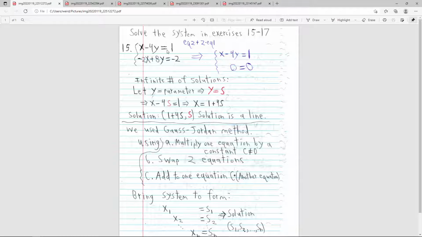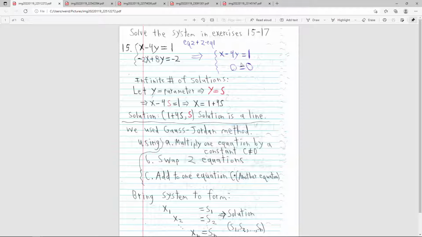So x minus 4y equals 1 and negative 2x plus 8y equals negative 2. We can do equation 2 plus 2 times equation 1, and we get x minus 4y equals 1 and 0 equals 0. And this is sort of very close to the old school style where you'd add different equations to each other, like multiples of them.